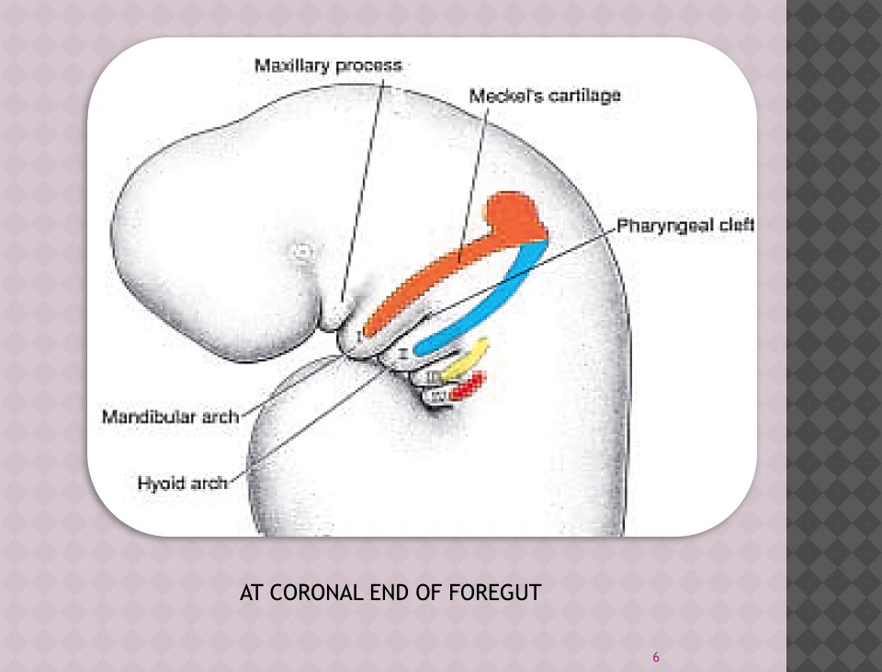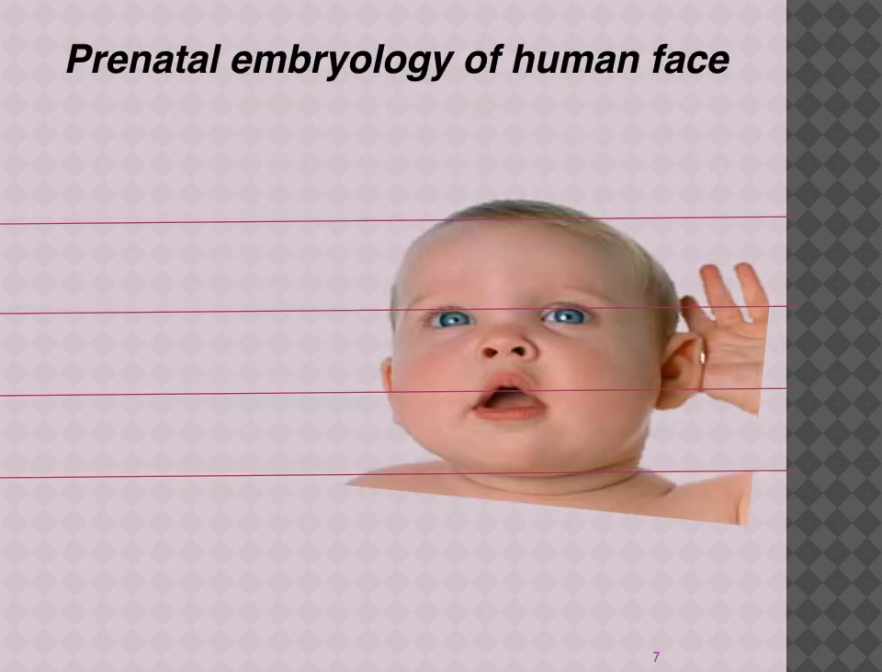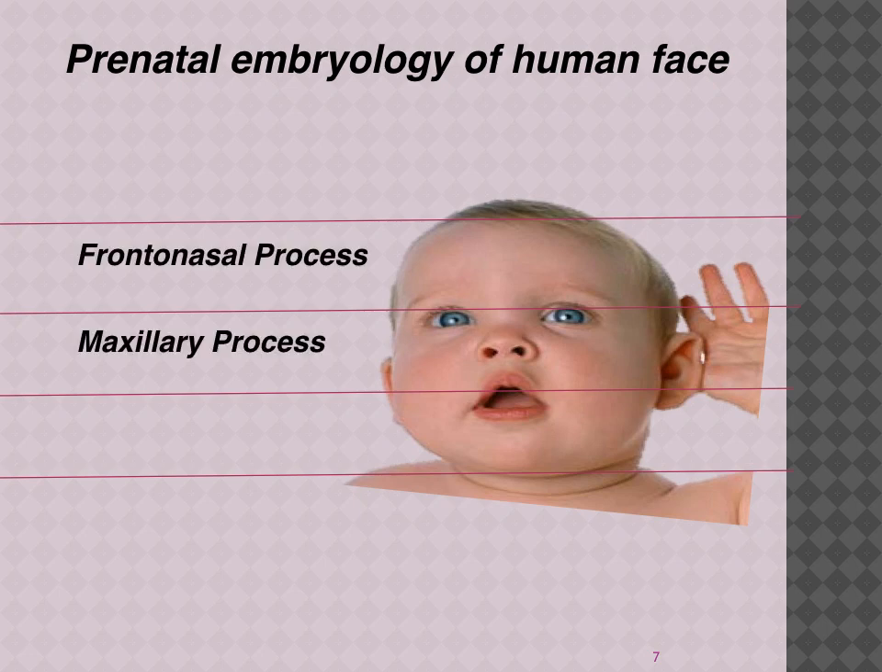The first one is your mandibular arch, which gets split into two, maxillary process and mandibular process, which is primarily responsible for formation of your midface and lower face. And this, your frontonasal process, will contribute to formation of your upper face. So if you look at the prenatal embryology of the human face, the upper part is being formed by frontonasal process, the middle face by maxillary, and the mandible and the lower face by mandibular process. Both your maxillary process and mandibular process are a part of your first branchial arch or mandibular arch.